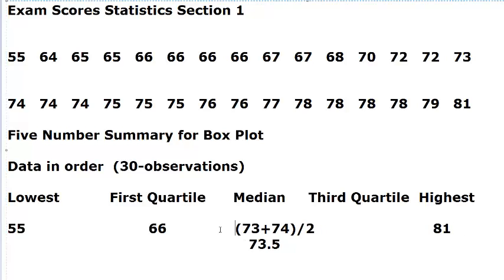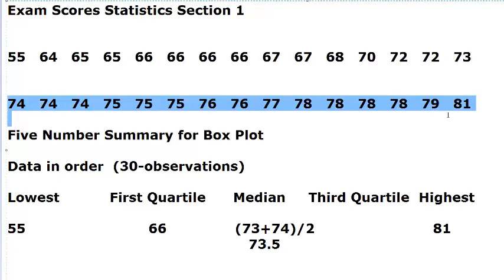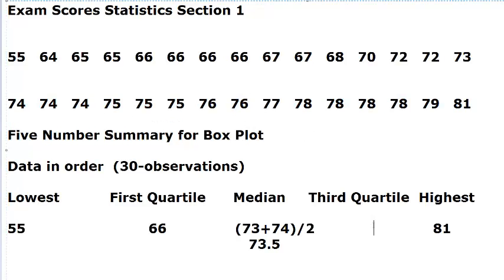Now for the third quartile, we will go to the upper half. Again, in the upper half, we have 15 numbers. If we look at the middle, that is 76. So 76 is the third quartile. So this is our five number summary for this data, and we can use it to create a box plot.